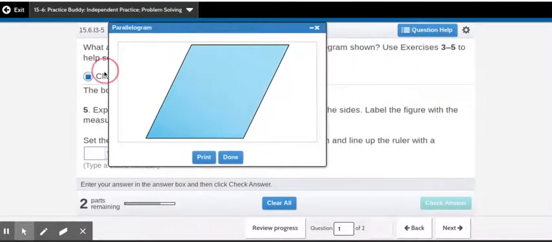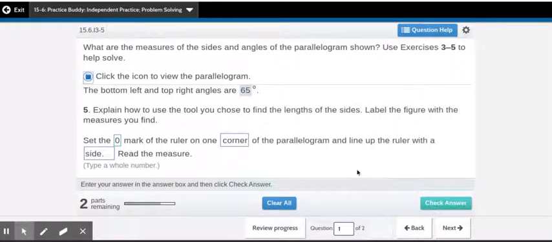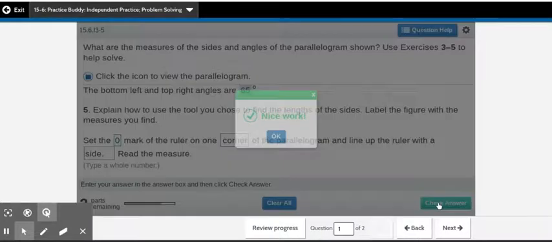And then we would have to line up the rest of the ruler with the side, because we start at the corner, but then we line it up with the side. Start at the corner, line it up at the side. Very similar to how you use a protractor. Let's check our answer. We are correct.